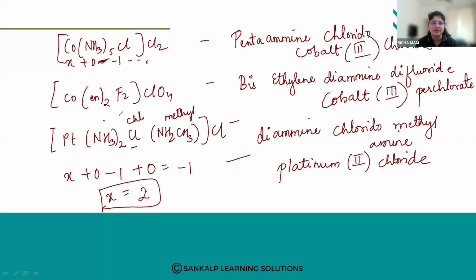So these are the names. Whenever you have cationic complexes like this, you can give the names. Is it clear? We have discussed how to give the names for cationic and anionic complexes. Is it clear? Okay, fine. So let us go for the next set of examples.